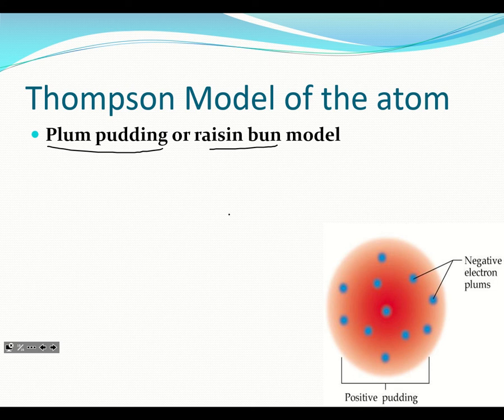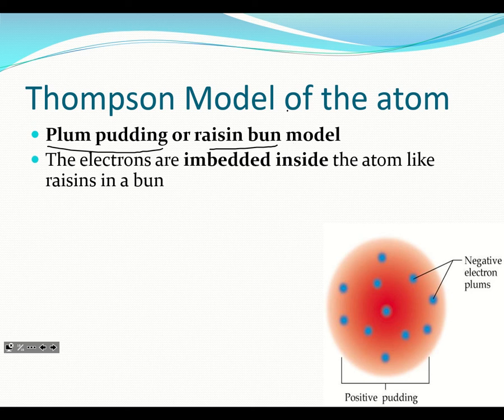Like we need to update these nicknames, but you'll see it as the plum pudding or the raisin bun model. So the electrons are embedded inside the atom like raisins in a bun, disgusting. And there aren't protons. Remember that Thomson only created a model for what he found, and he found those cathode rays, and those cathode rays are electrons. Right? There's no positive charges. There's no protons.